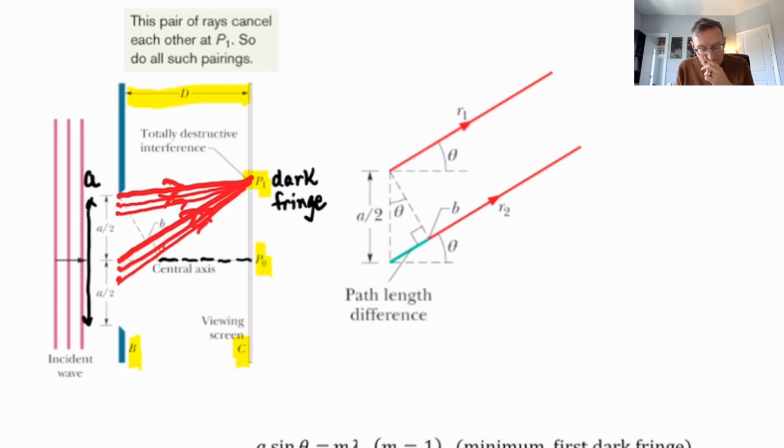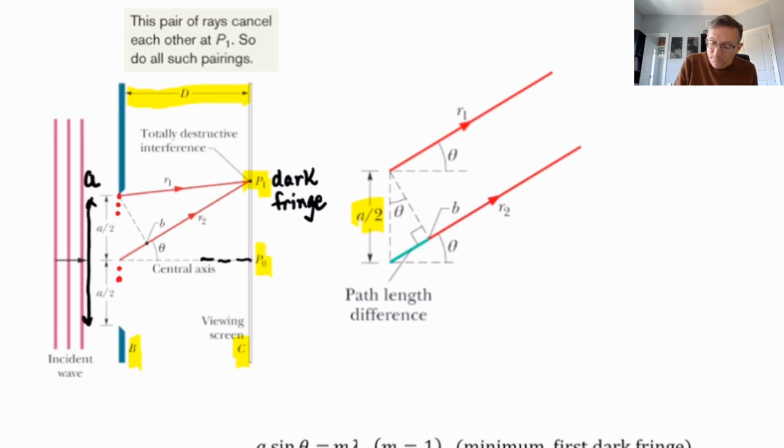Fully destructive interference. Okay? And that's the kind of trick here. All right, now, the next picture over to the side here is a blown up view of the upper half slit, the upper half, a over 2. There's that ray R1 going off to point P1, and here's the ray R2 going off to point P1, including this part of it, right there.